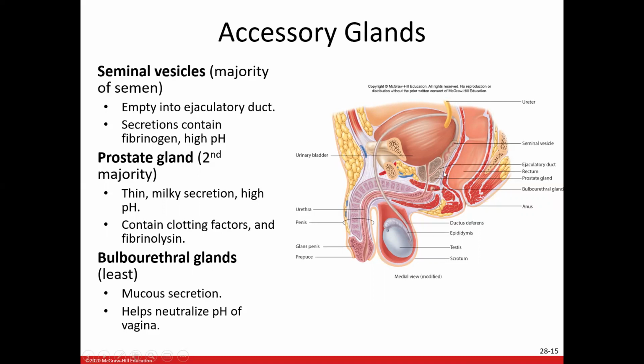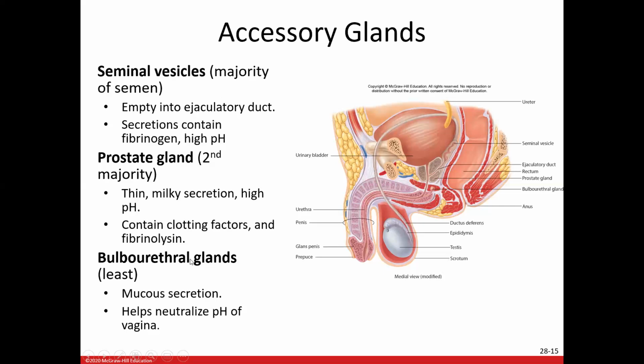Then you have your prostate gland, which also produces a high pH secretion. And in this case, it contains clotting factors, which again help with clumping. And then another compound called fibrinolysin. What fibrinolysin does is that it actually breaks down the coagulation and breaks things apart. So what happens is when the semen is ejaculated, it will be very clumped due to the fibrinogen and the clotting factors. But once it's deposited into the vagina, the fibrinolysin will break that up and allow the semen, or the sperm rather, to swim up the reproductive tract.